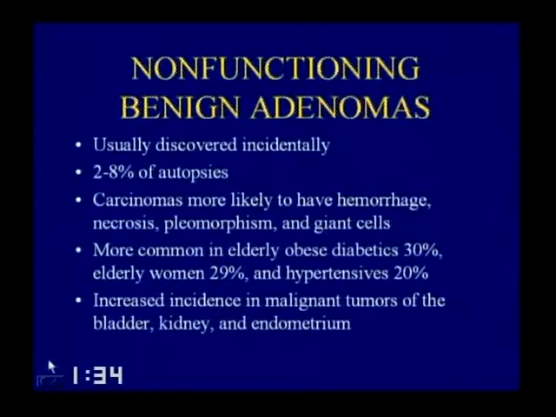So to get into some pathology, the non-functioning benign adenomas are typically discovered incidentally. They are seen in up to 8% of autopsies. Carcinomas are more likely to be hemorrhagic or necrotic. And in general, the adenomas are a little more common in elderly obese diabetics, elderly women, hypertensives. There is an increased incidence of adenomas in malignant tumors of the bladder, the kidney, and the endometrium.